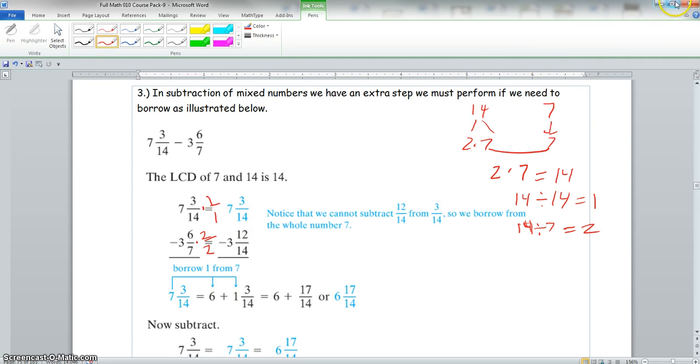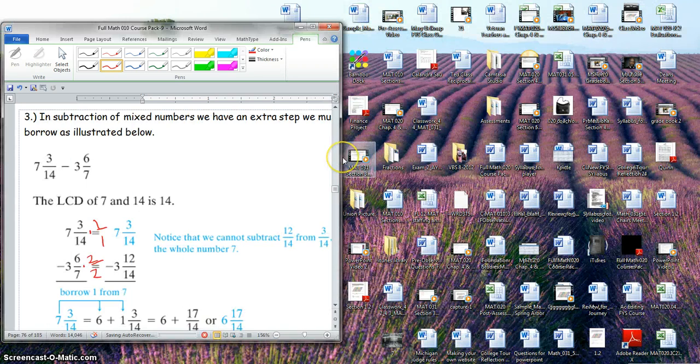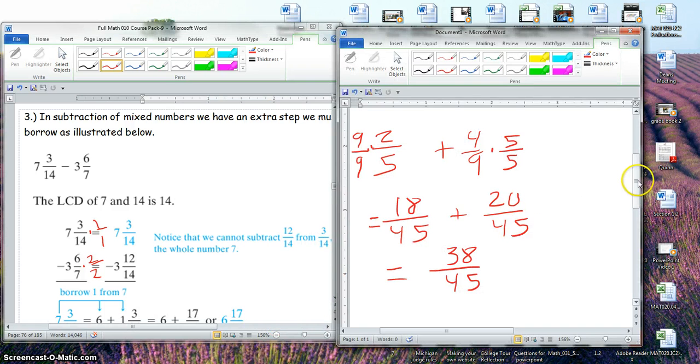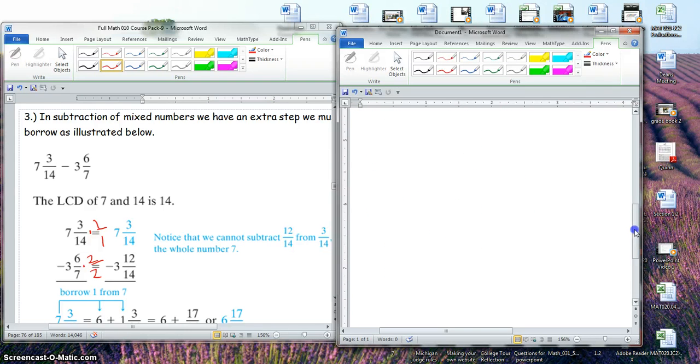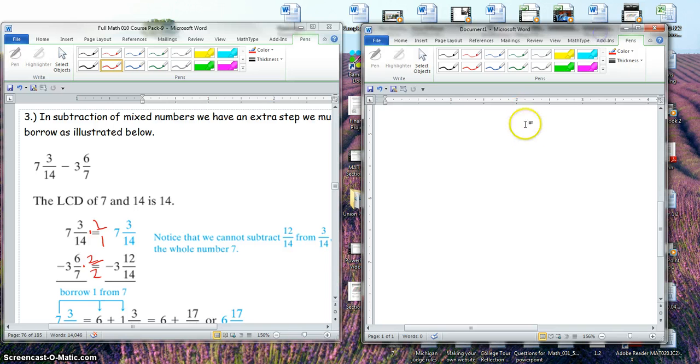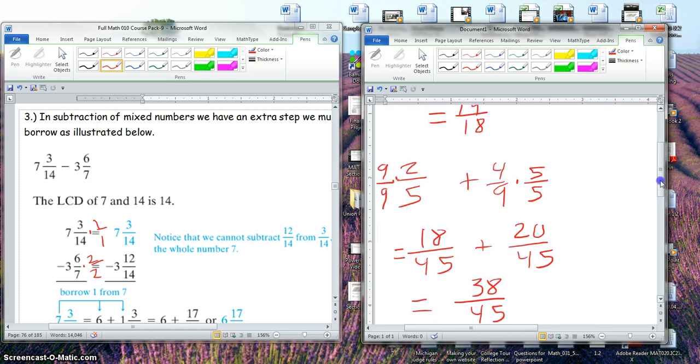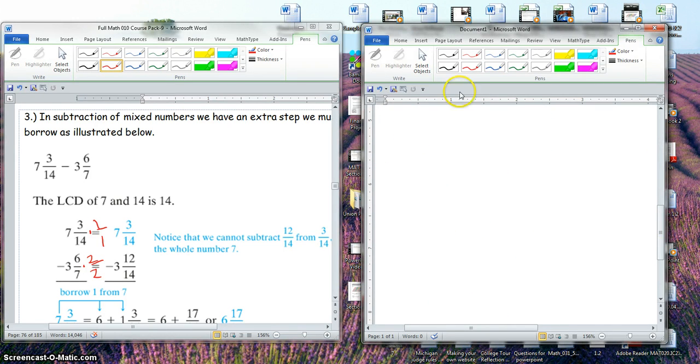Now, so we can expand on this a little bit, like we did in section 3.3, I am going to call up another sheet here so I can show you what's actually going on in this problem. Okay, let me scroll back here. We have our 7 3/14 minus our 3 12/14.